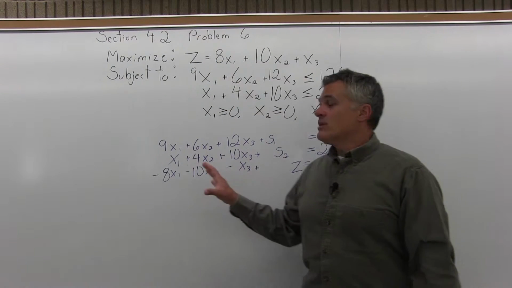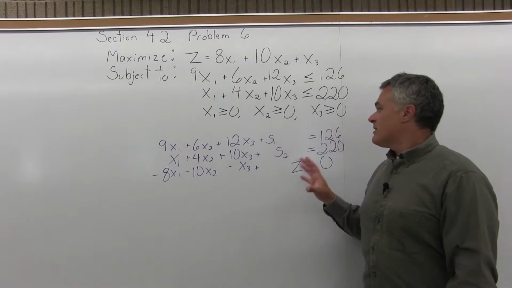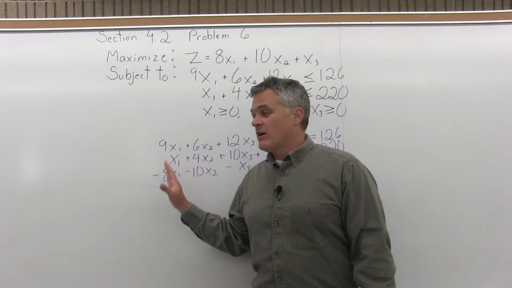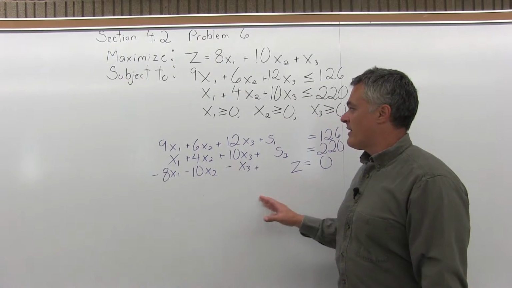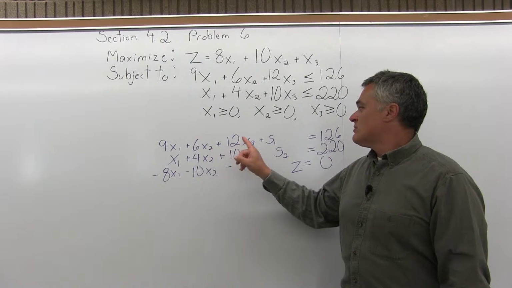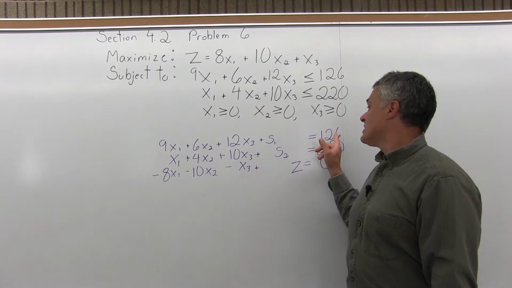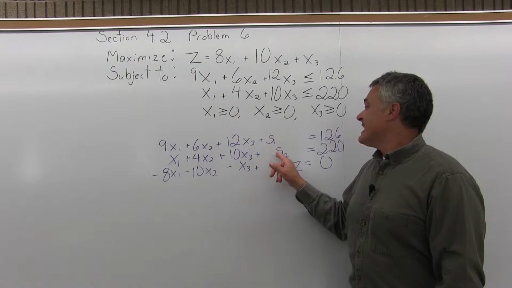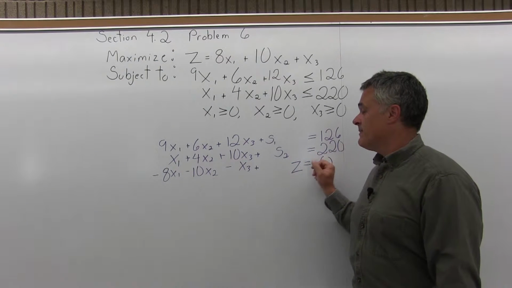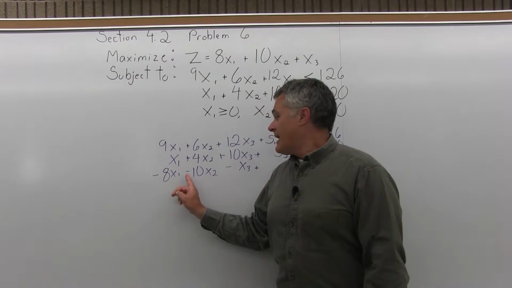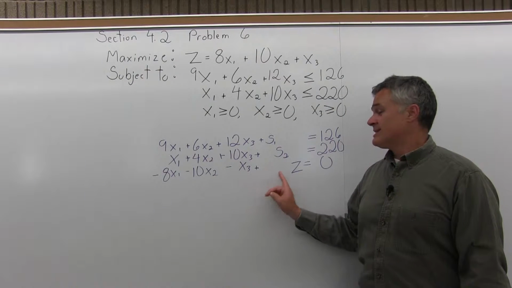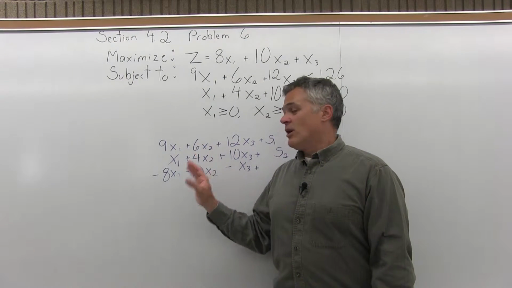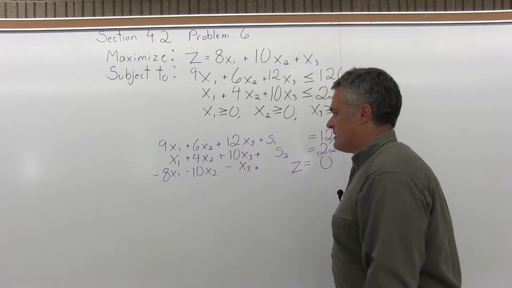So now I've rewritten the problem in a form that each part that I need is an equation. And each equation is written in such a way that the variables all line up with each other. So now I have 9x1 plus 6x2 plus 12x3 plus s1 equals 126. x1 plus 4x2 plus 10x3 plus s2 equals 220. And negative 8x1 minus 10x2 minus x3 plus z equals 0. Now they're all equations and all the variables line up. Now I can make it a matrix.